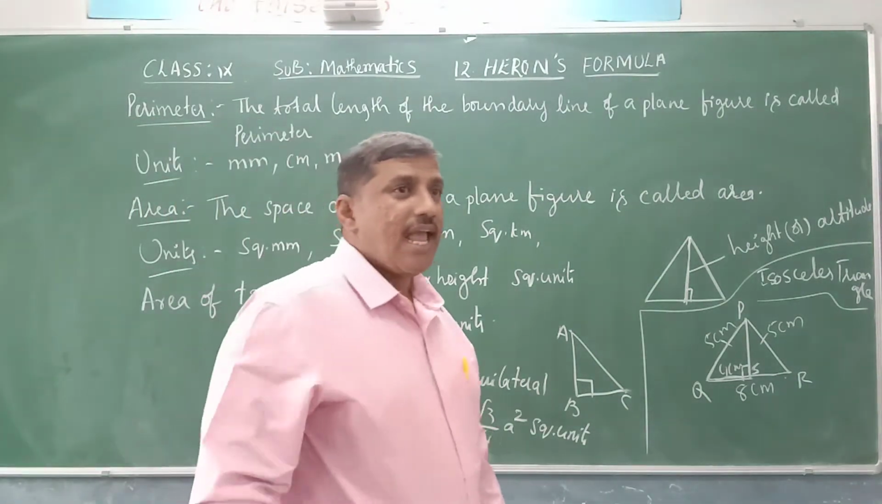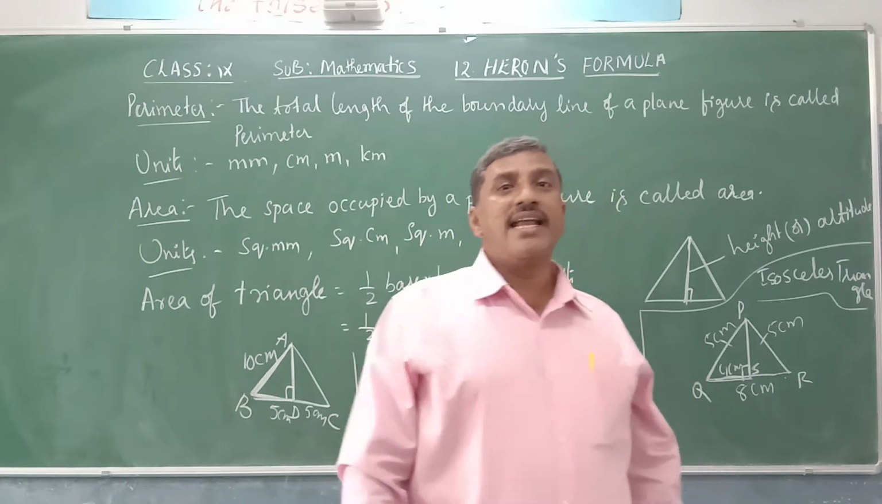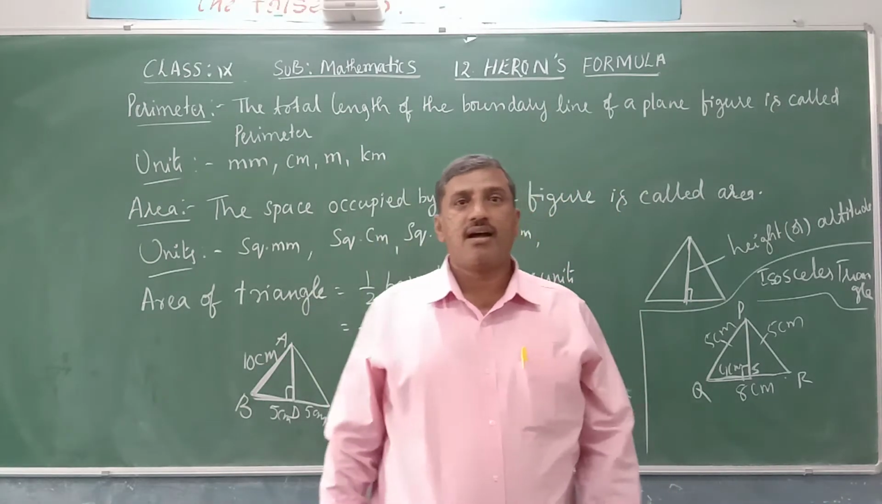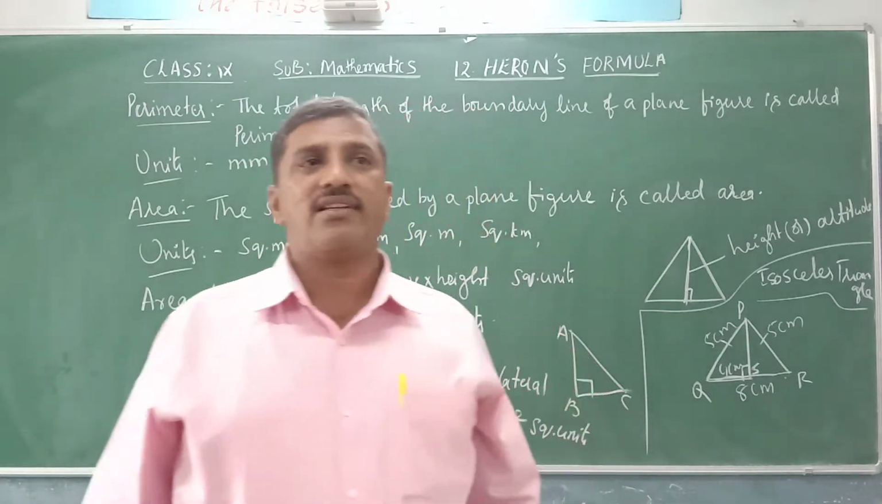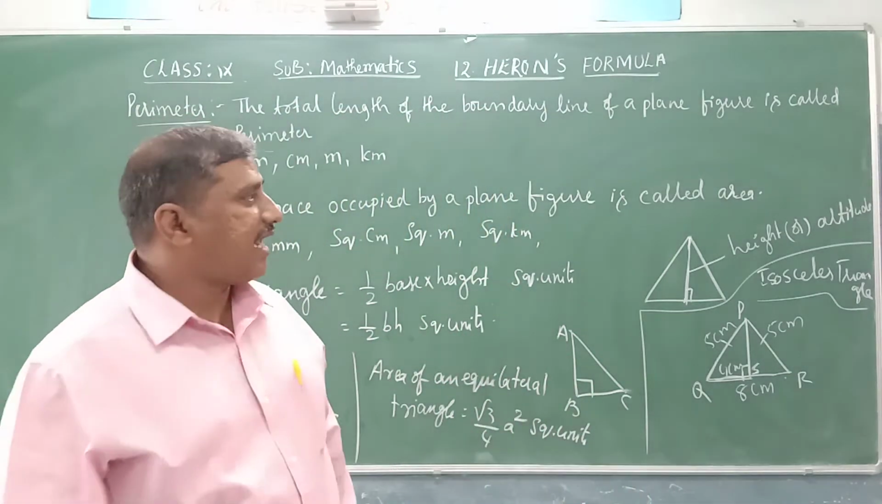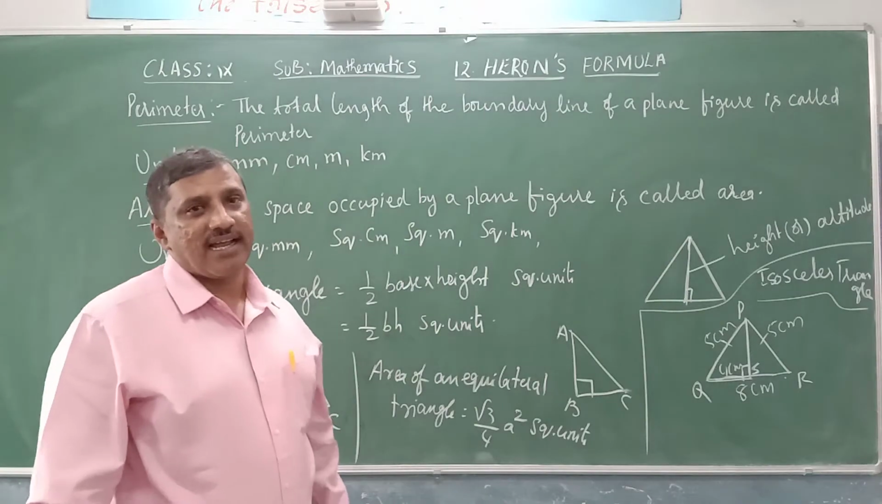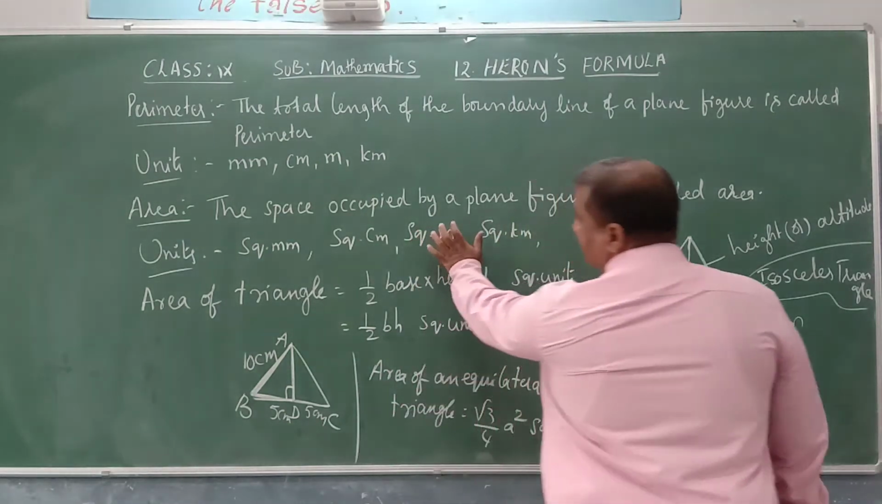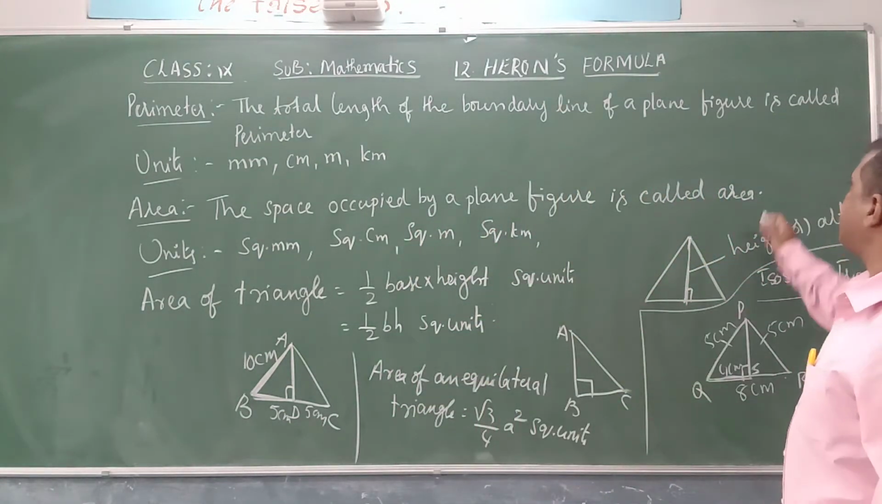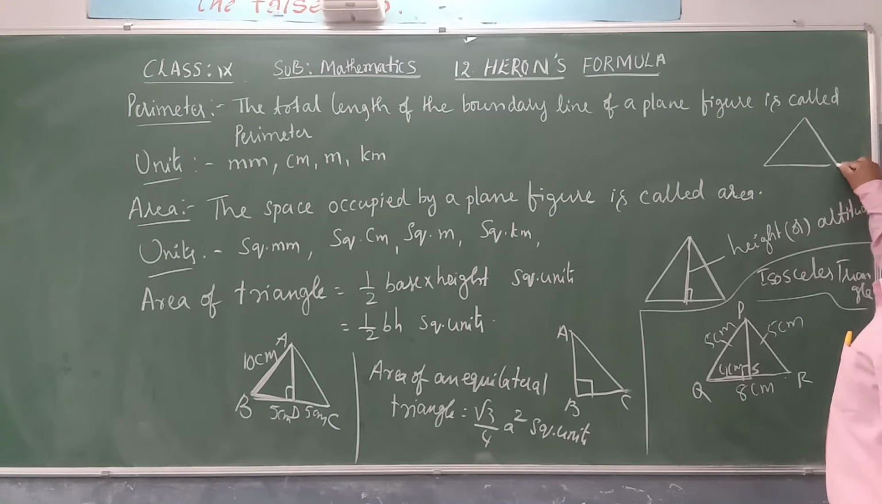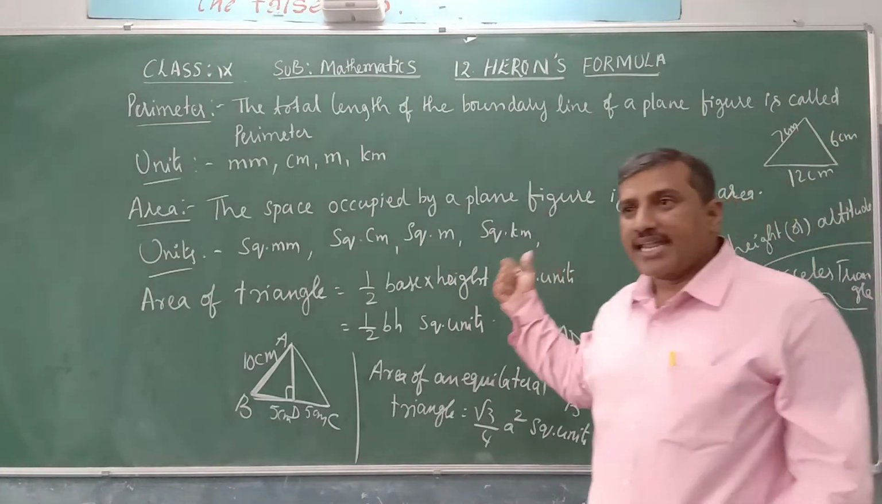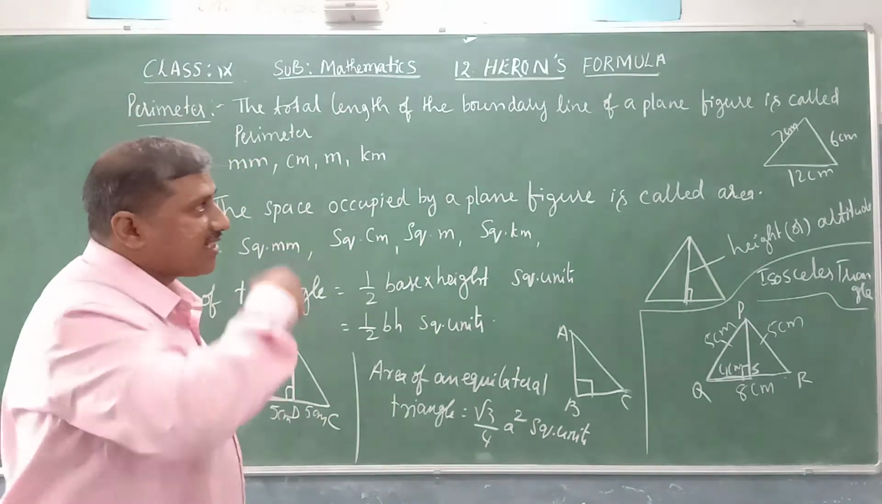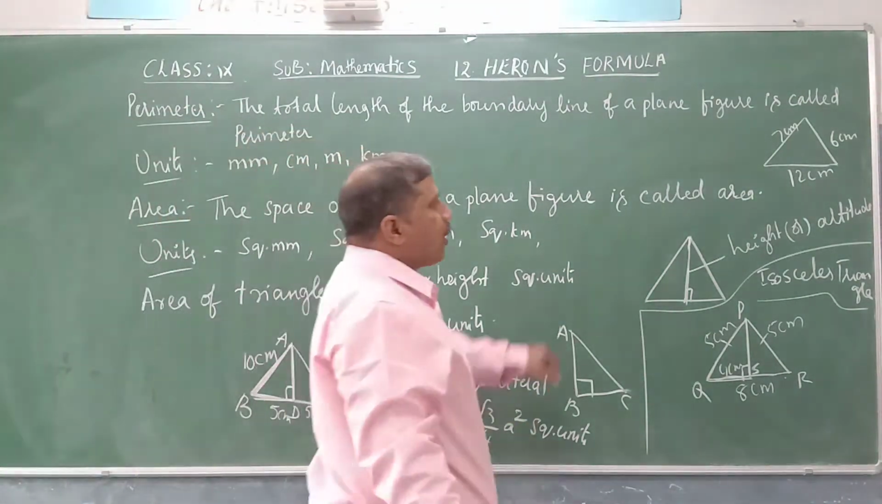Now suppose a scalene triangle is given, a triangle where all the sides are unequal. A scalene triangle means all the sides are not equal. How do we find the area of a scalene triangle? Can we find it by using the formula half into base into height? Yes, this is the scalene triangle. Consider sides 7 centimeters, 12 centimeters and 6 centimeters. As all the sides are different in length, it is a scalene triangle. How do you find its area?